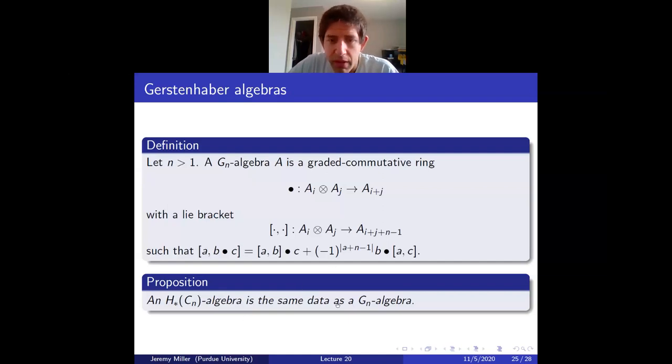And then the proposition, which we're definitely not going to prove, but I'll talk about a little bit, is the statement that an algebra over the homology of the little cubes operad is the same data as a GN algebra. So if you have a space that's an algebra over the little cubes operad, then that space comes equipped with a product and a bracket. The product is often called the Pontryagin product, and the bracket is called the Browder operation. If you like homotopy theory, it's called the Gerstenhaber bracket if you like physics. So you have to decide which team you're on.